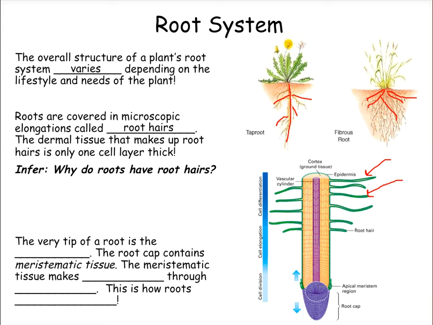I want you to notice that the root hairs are very thin, and that in fact the dermal tissue that makes up these root hairs in some spots is only one cell layer thick. So here I want you to pause and think about why. What are these root hairs, what might they be able to do for the plant, and why are they so thin, and what is the purpose of them? I want you to make some inferences in the space below. And when I come back tomorrow to class, we'll discuss some of your ideas and check what you came up with.